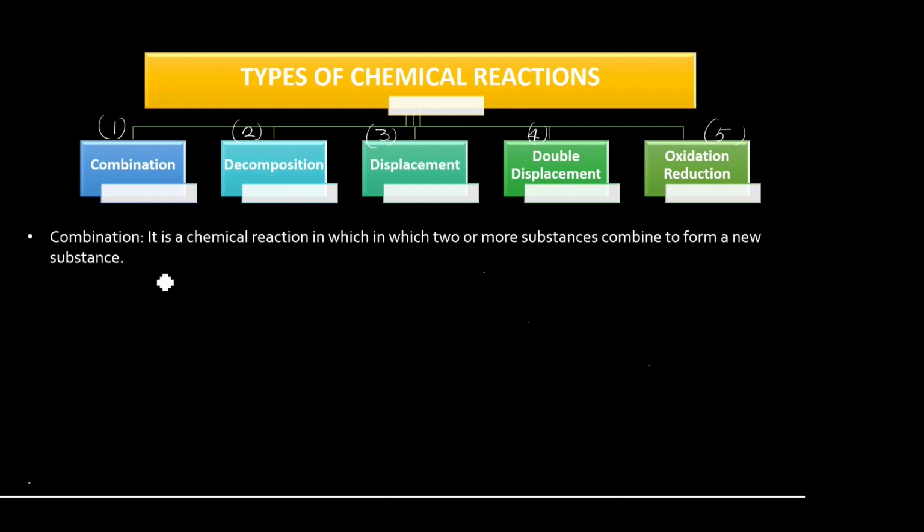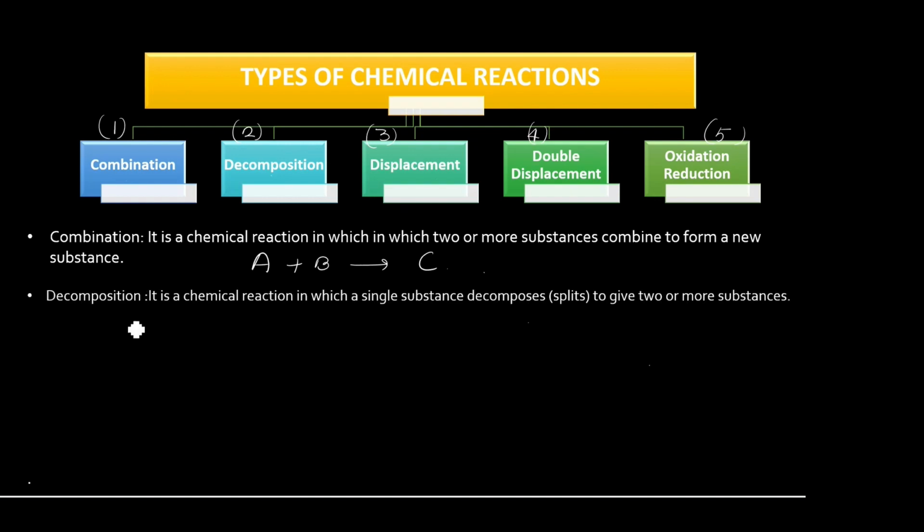First is combination reaction, in which two or more reactants or substances react and form a new product. For example, here A plus B is reacting and forming a product C. So A and B are reactants and C is the product. Decomposition reaction: in this reaction a single substance will break into two or more substances. AB reactant will split into A and B products.